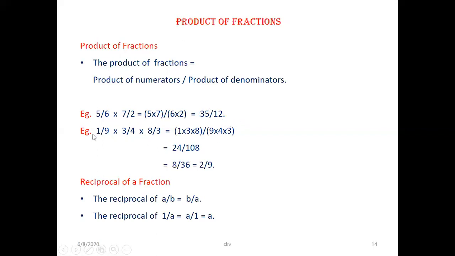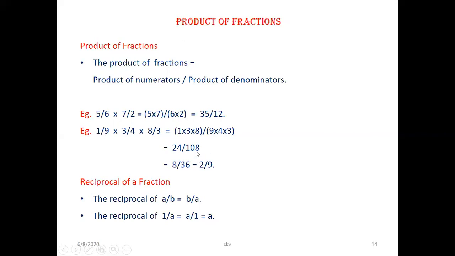Now we have here three fractions. When you have more than two fractions, the same procedure applies. First you write the product of the numerators, put it in the numerator. Here it is 1 into 3 into 8. And now you write the product of the denominators. Here it is 9 into 4 into 3. So 1 into 3 into 8 is 24. 9 into 4 into 3 is 108. So the product of these three fractions is 24 by 108.